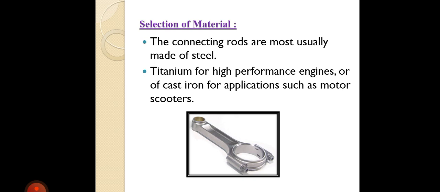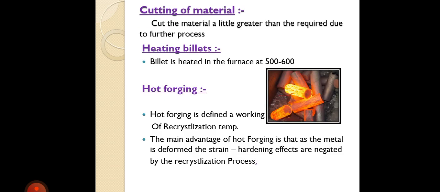The first is the selection of material. Connecting rods are most usually made of steel, titanium for high performance engines, or cast iron for applications such as motor scooters. Then the next process is cutting of material. Cut the material a little greater than required due to further processing.